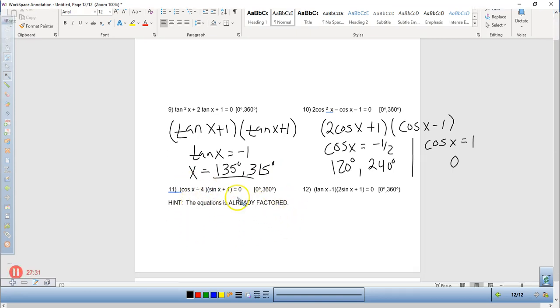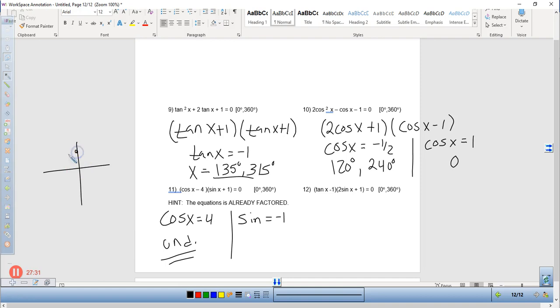Alright, scrolling down, these are already solved for, so that means I need to know when cosine is 4, and I also need to know when sine is negative 1. Well, right here, cosine being 4 is undefined. Cosine is stuck. Just as a reminder, there's 1. Down here is negative 1. Cosine comes down, hits there, and comes back up. Cosine cannot be the number 4. Secant, now, if I want to talk about secant, secant can be the number 4 several times. Cosine cannot.